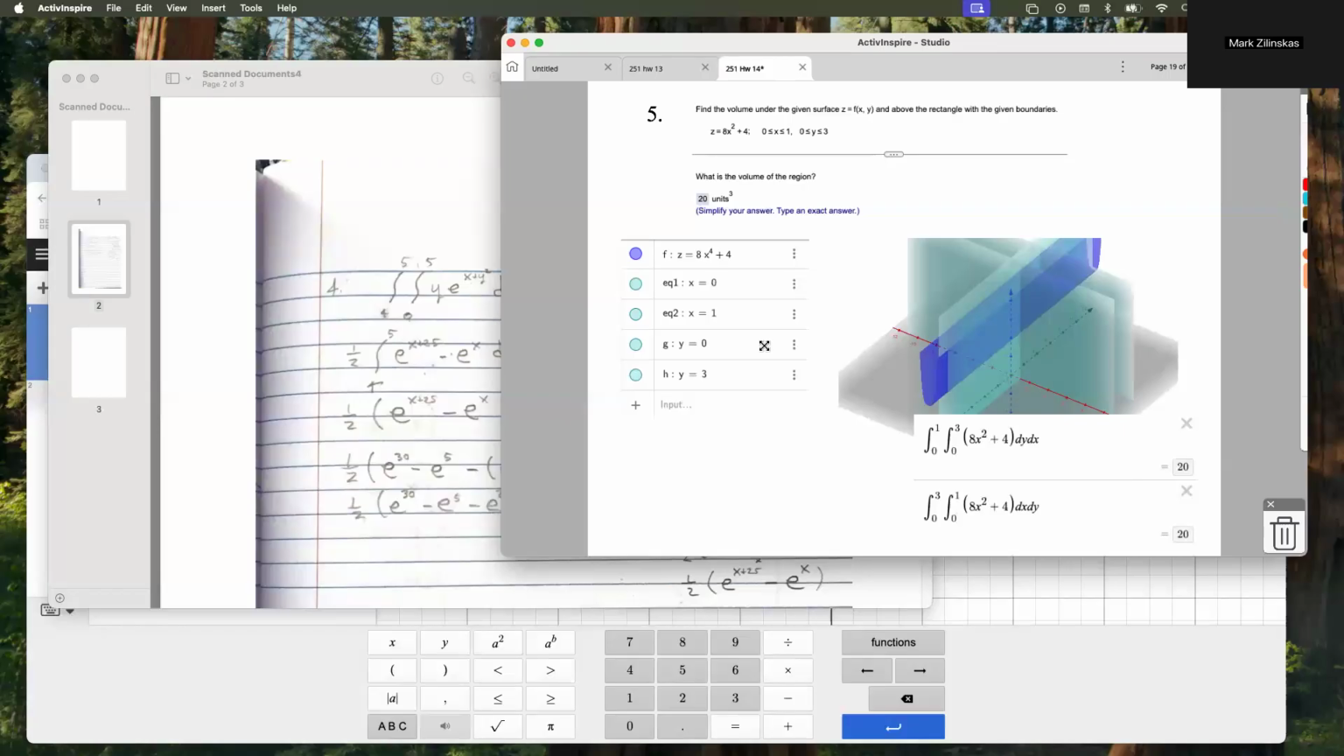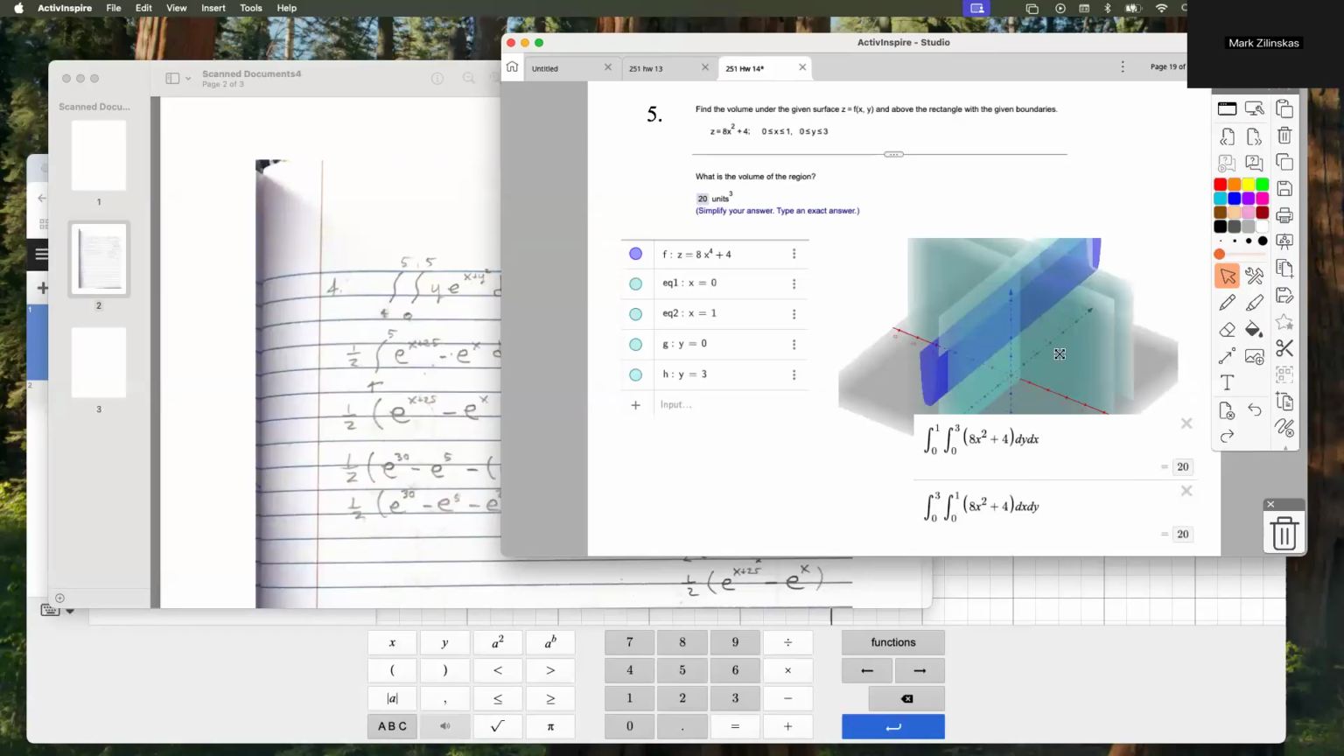Notice, in this one, it's a relatively simple example, and we can integrate in either order. We're going to get 20 for our volume. I'm not going to go through and do the actual integration by hand here. We could do it on Desmos, why not?